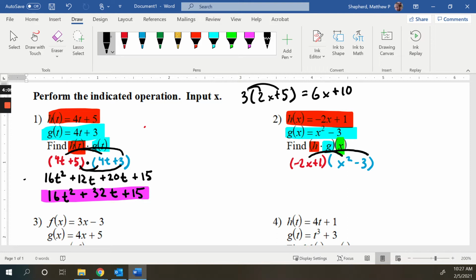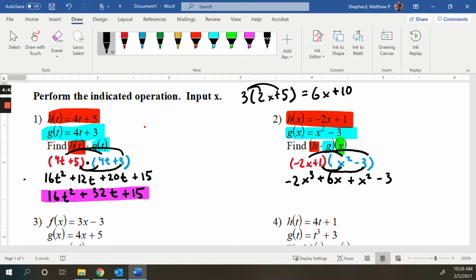So negative 2x times x squared, we'll have negative 2, and then x times x squared means we now have 3 x's that got multiplied together. So we get negative 2x cubed. Negative 2x times negative 3 will give positive 6x. Now we can multiply through the 1 to both of those. So 1 times x squared will give us x squared. 1 times negative 3 gives us negative 3.